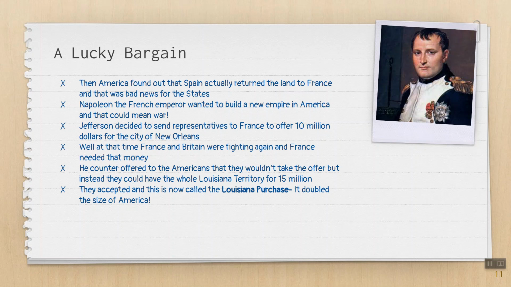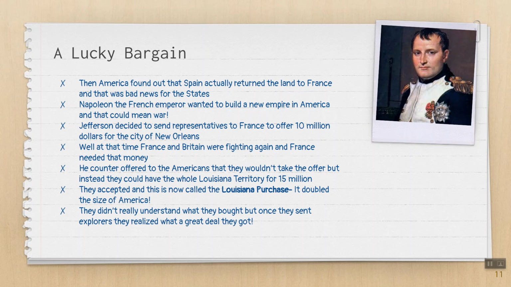And it doubled the size of America. They didn't really understand at the time what they had bought because they hadn't sent explorers yet. But as you know, from our Utah unit, explorers eventually ended up traveling west, and that's when they really recognized the deal that they got. It was a true bargain. $15 million for that amount of land, even in that time, was just pennies per square foot. Or per acre. It was a huge bargain.